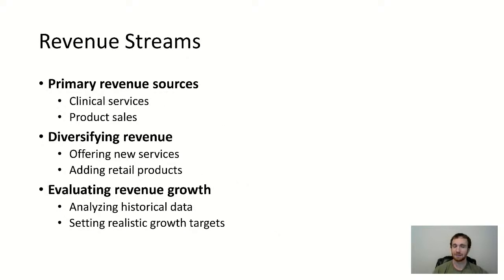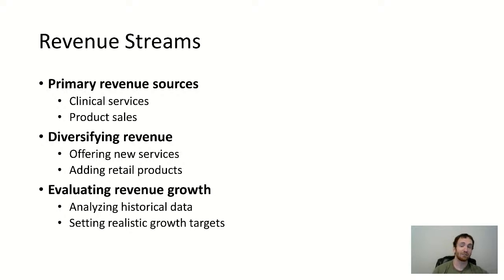Revenue streams. You guys have a lot of services you're providing, and there's a lot that goes into this, whether this is surgeries, wellness checkups, grooming. There's a lot here. The revenue streams are essential for a clinic's profitability. Primary revenue sources typically include your clinical services, such as consultations, surgeries and treatments, product sales like medications, pet food, and accessories.